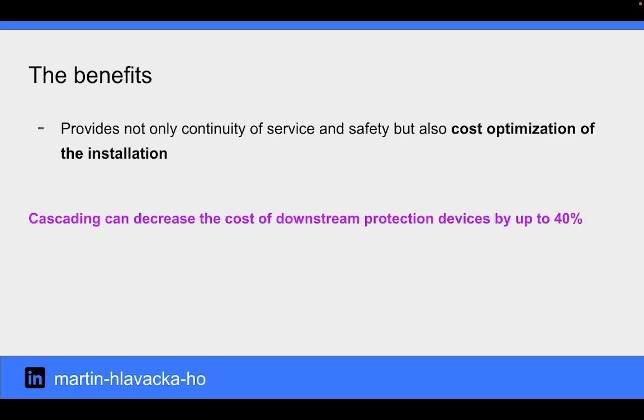The benefits of selectivity enhanced by cascading are that it provides not only continuity of service and safety, but also cost optimization of the installation. Cascading can decrease the cost of downstream protection devices by up to 40%.